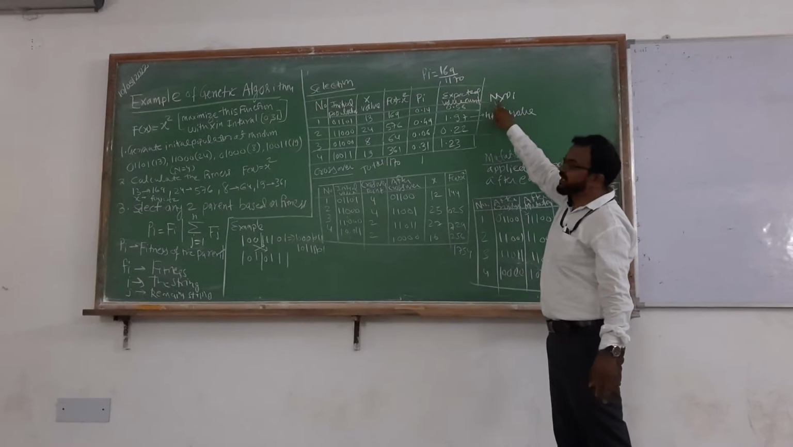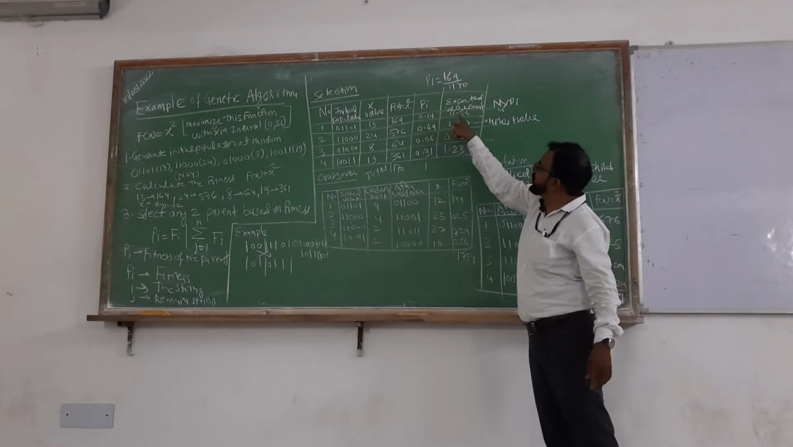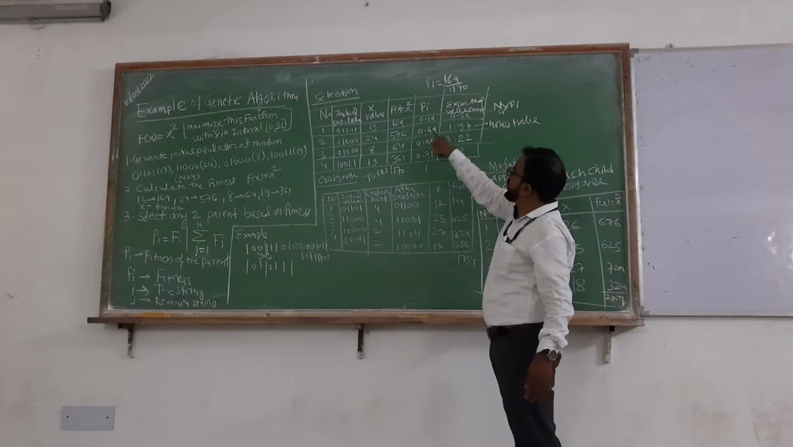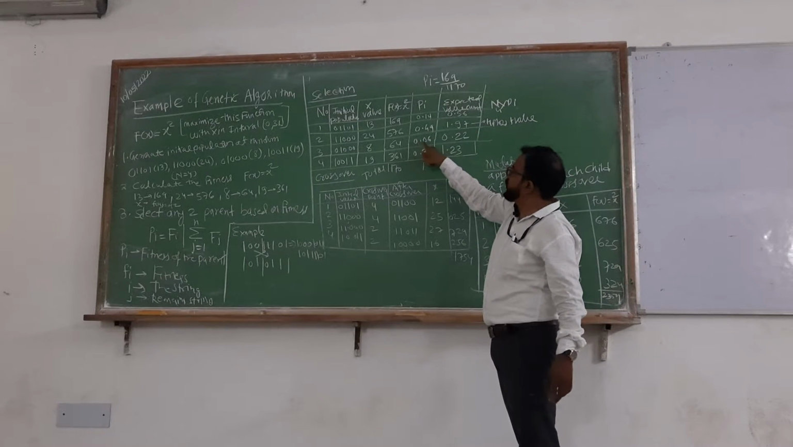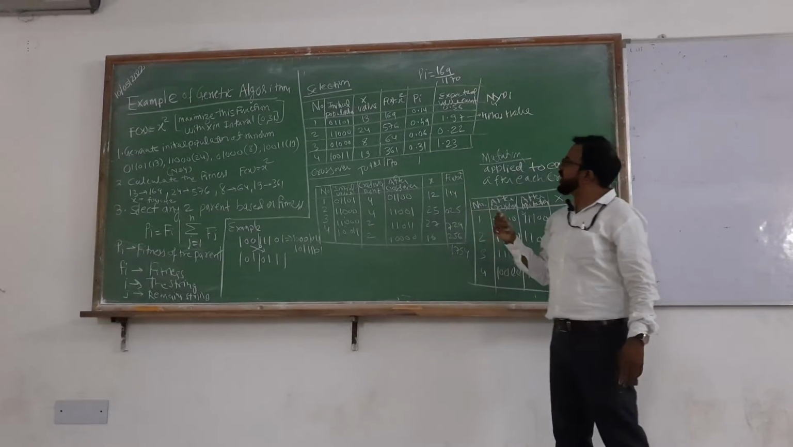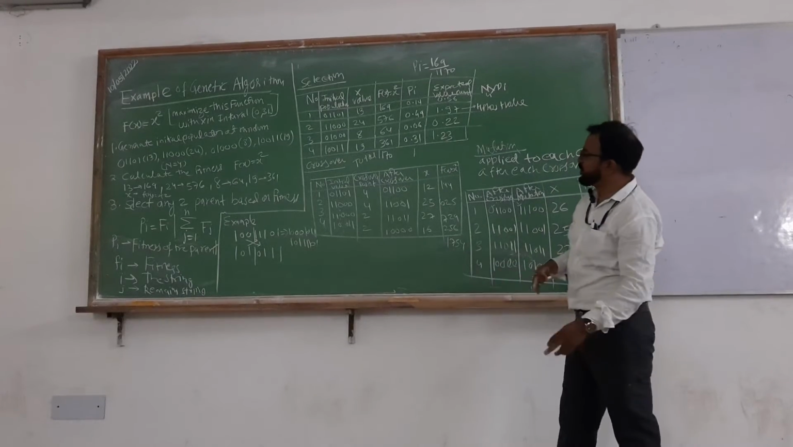So here n is always the population, and we have taken 4. 4 into the pi value. 4 into 0.14 is equal to 0.56. 4 into 0.49 is equal to 1.97. 4 into 0.06 is equal to 0.22. So like that, here you can calculate the expected value of count.